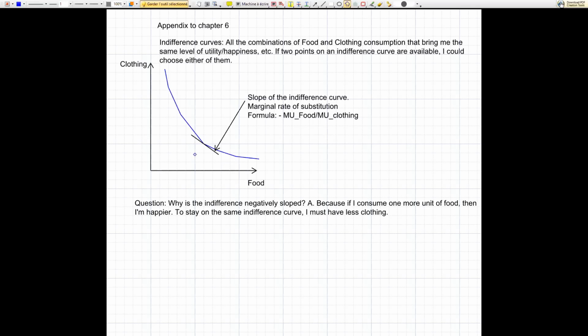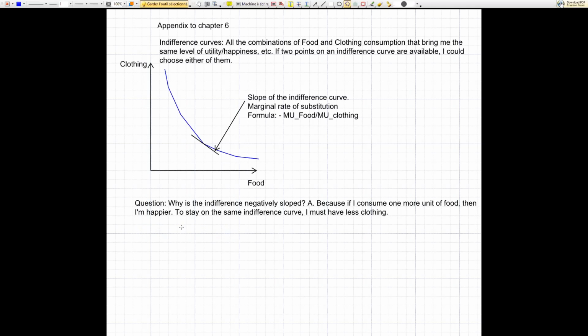It's somehow like my happiness budget. For the budget, how do I stay on the same budget if I increase the consumption of food by 1 unit? I have to decrease the consumption of clothing by some amount to spend the same. Now it's to stay on the same level of happiness, but that's the basic idea. Not exactly yet, but it's kind of the answer to the next question.